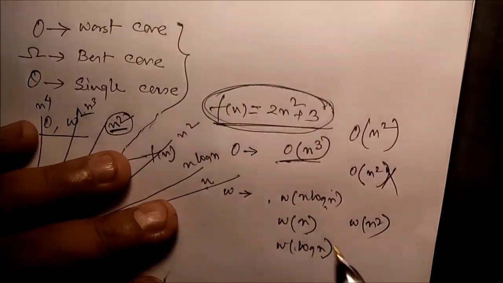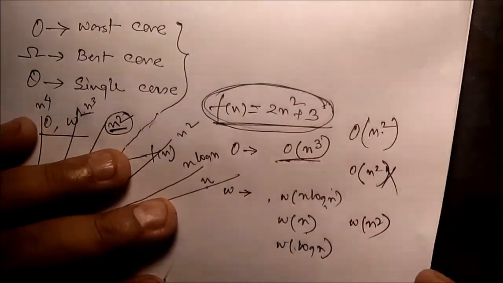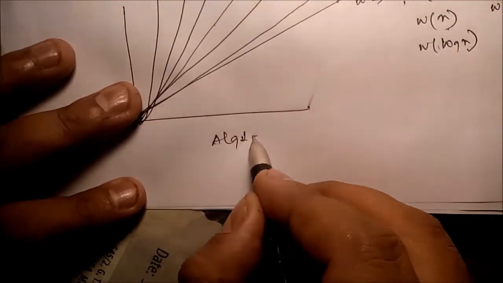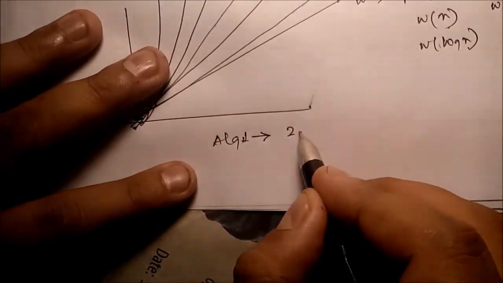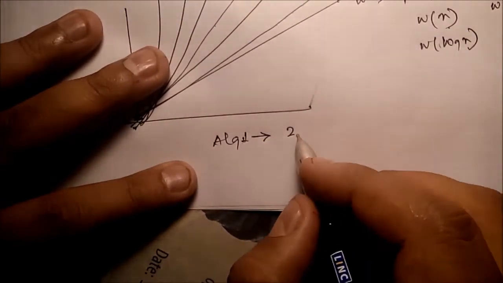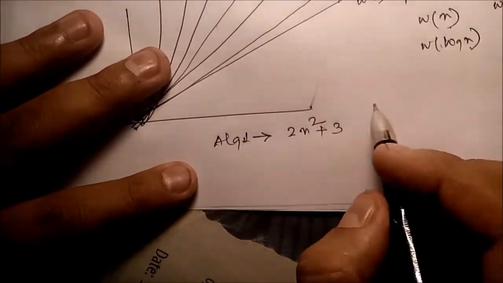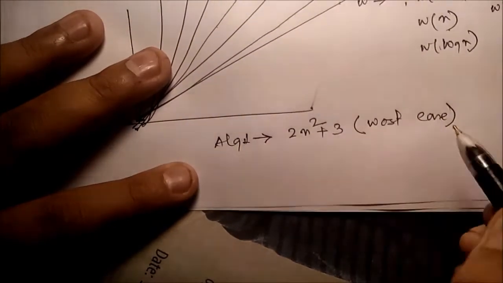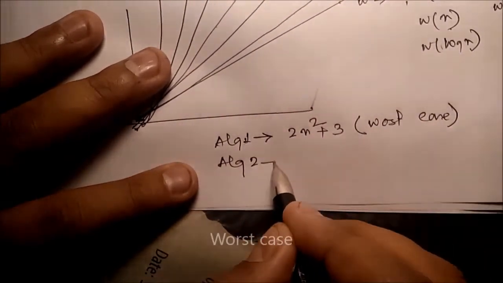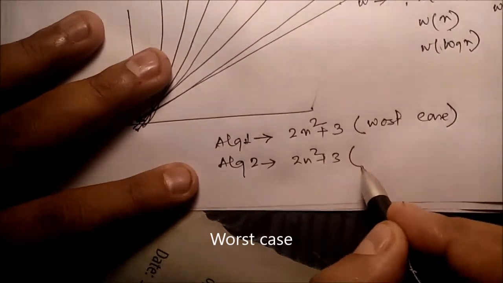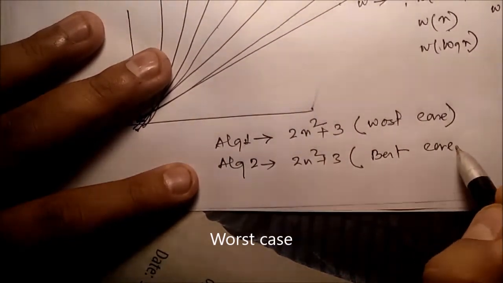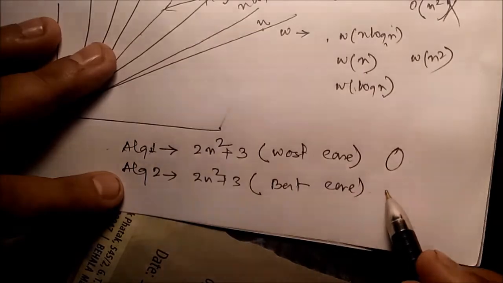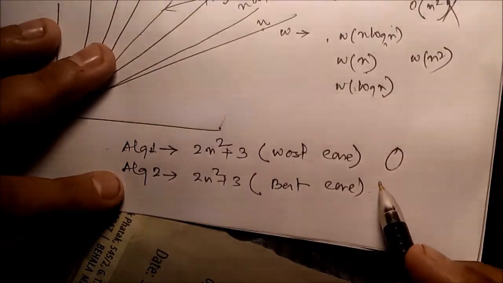So you may ask why the same equation is a best case and what is the worst case. The case is, if algorithm 1 is there, we identify the number of steps, and the equation is 2n square plus 3. Now it may be possible this equation is the worst case situation. If another algorithm is there, it may be possible 2n square plus 3 is the best case. Now to represent the worst case we should use big O, and to represent the best case we should use big omega.